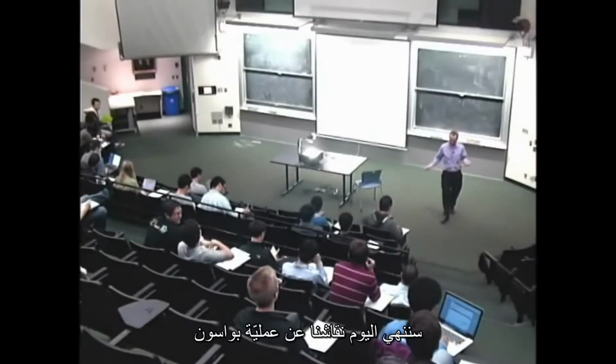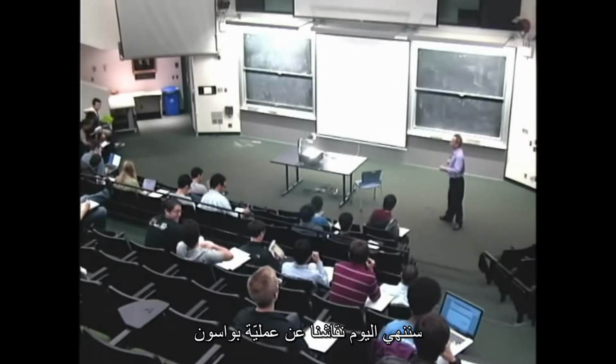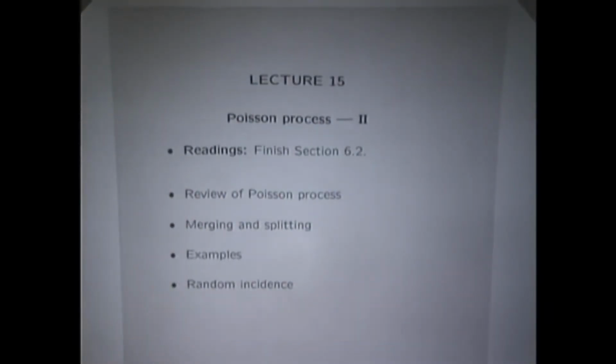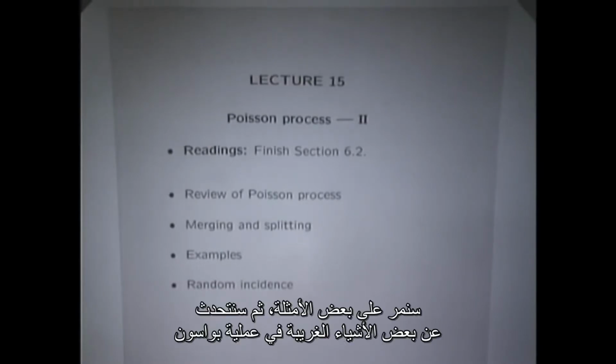So today we're going to finish our discussion of the Poisson process. We're going to see a few of its properties, do a few interesting problems, some more interesting than others. So go through a few examples, and then we're going to talk about some somewhat strange things that happen with the Poisson process. So the first thing is to remember what the Poisson process is.